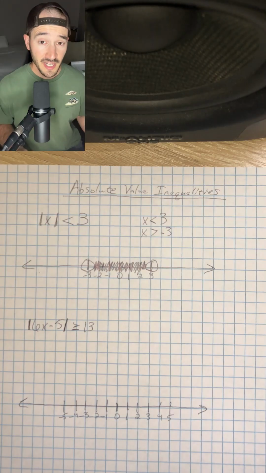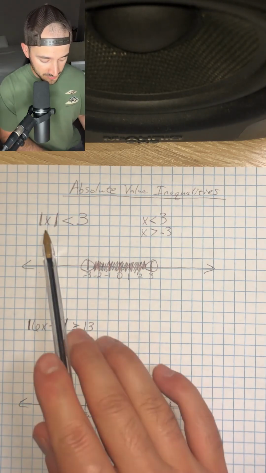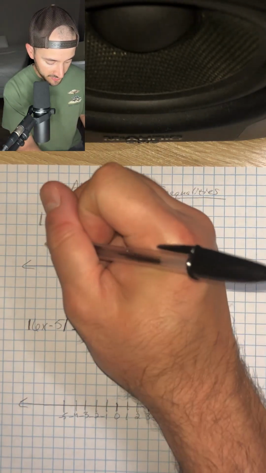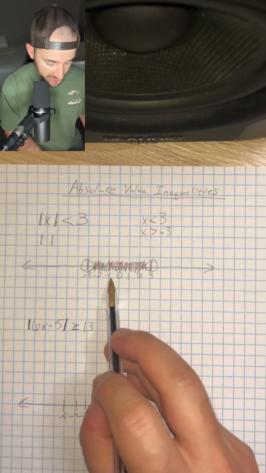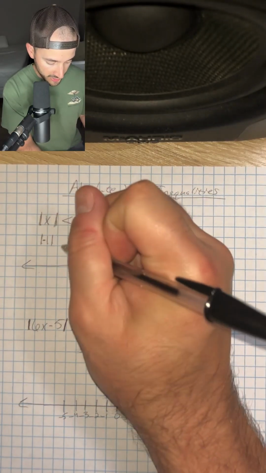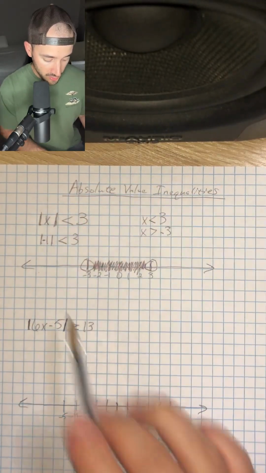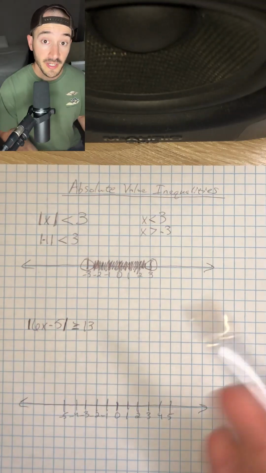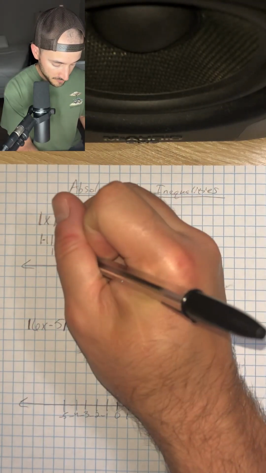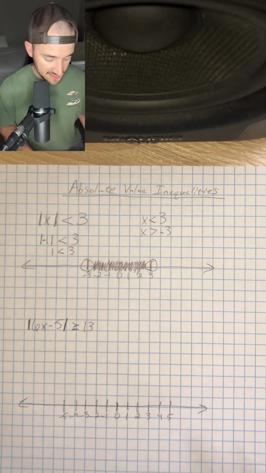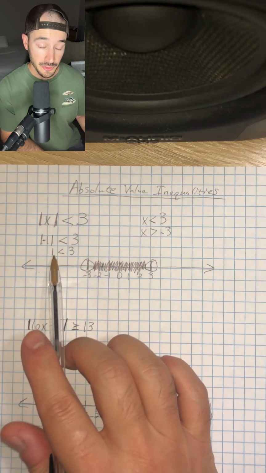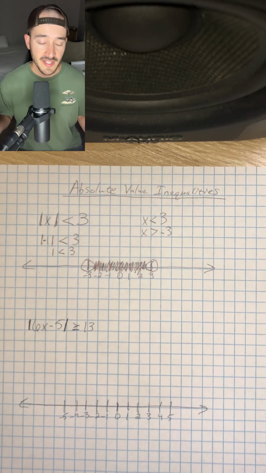Just to prove the point, we can plug in some numbers. So let's say we plugged in the absolute value of -1 is less than 3. Well, the absolute value of -1 is +1, and +1 is less than 3. That makes the inequality true. So you can just plug in numbers and make sure that it makes sense.